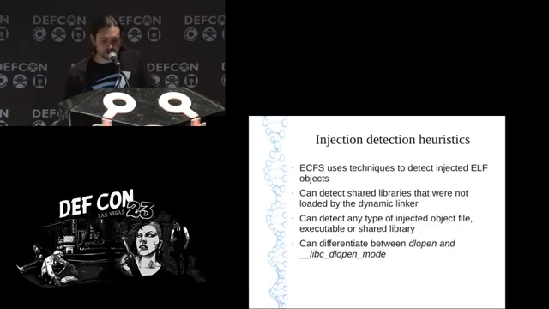And essentially the idea is that a library can legally be loaded by DLOpen, can legally be loaded by the dynamic linker, or by preload. But if it was loaded by some other means, such as libc DLOpen mode or ptrace or the VDSO, then we can assume that it's been injected. And a lot of work goes into analyzing a lot of different parts of the process to determine that. And we can not just detect shared library injection, but any type of injected code, and we'll see that in a quick demo shortly here.